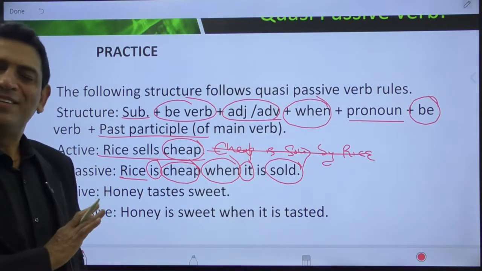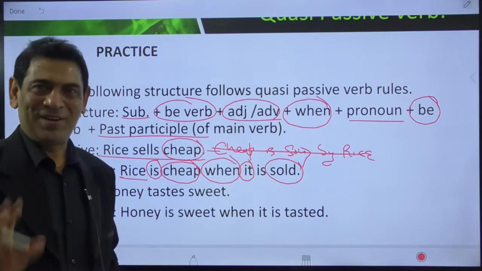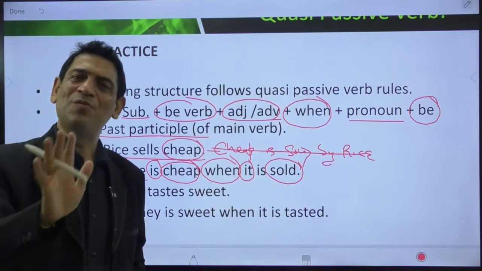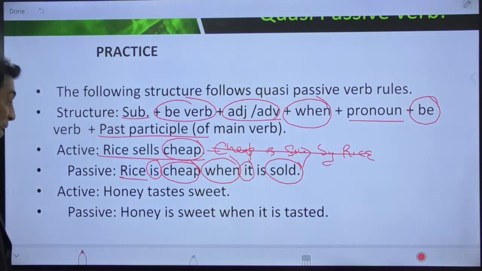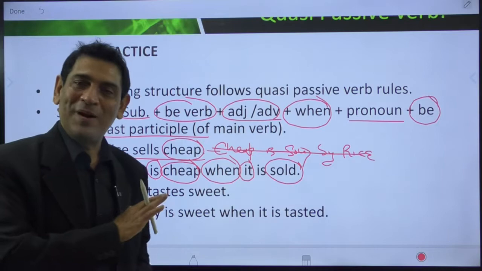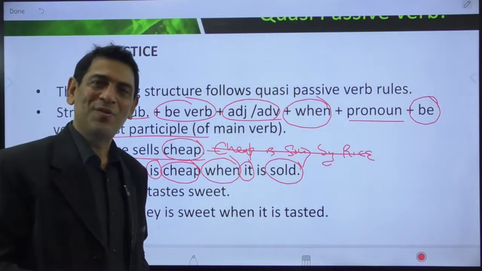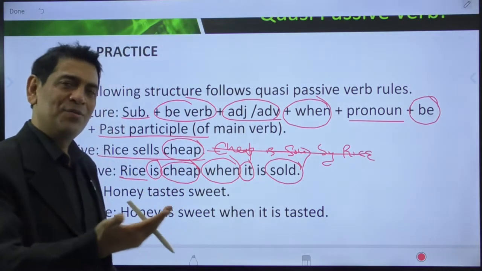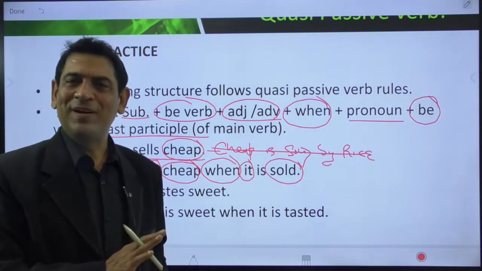So my dear friend, this is the important topic of active passive voice. If you are able to understand this, then be sure you will be able to crack this. In 2020-21, the pattern has been changed. Unfortunately, in 2020, we couldn't go for the exam due to the coronavirus. But now the scenario is completely changed.